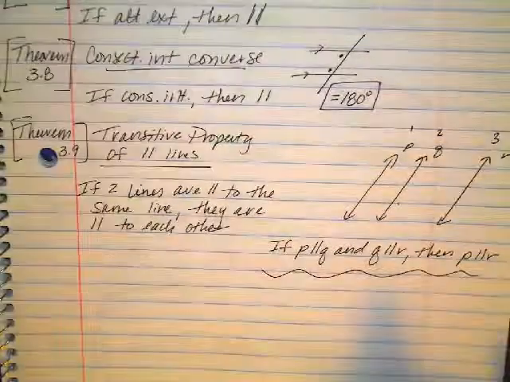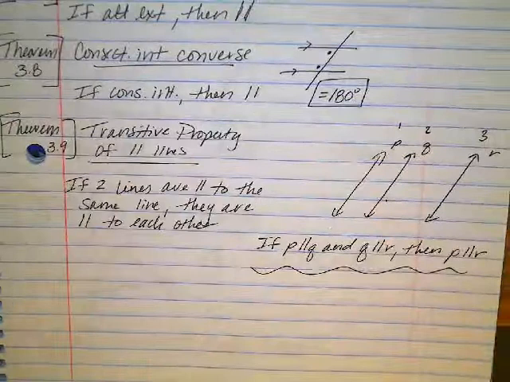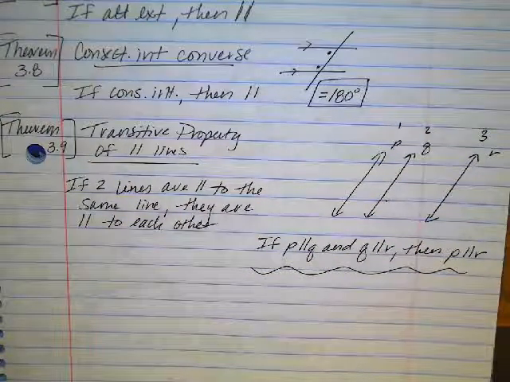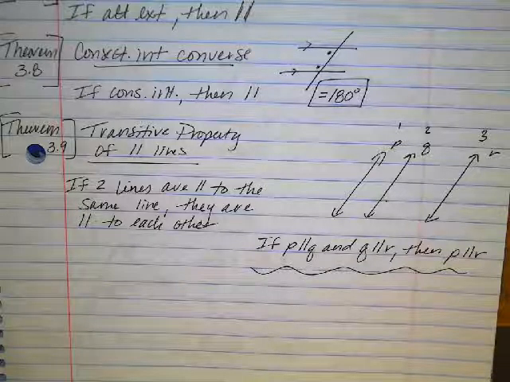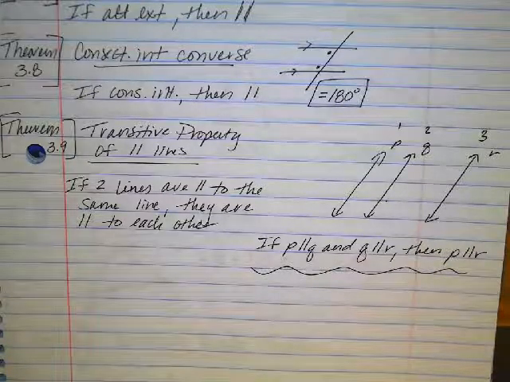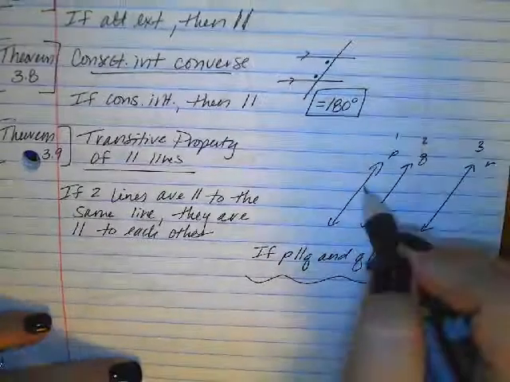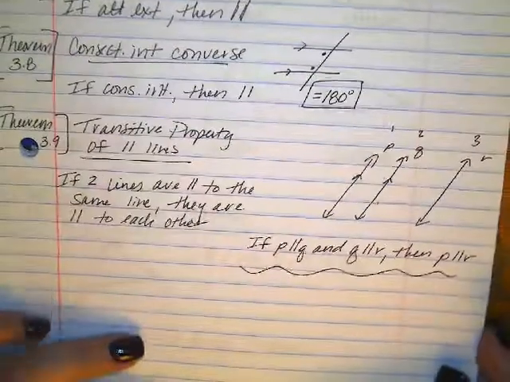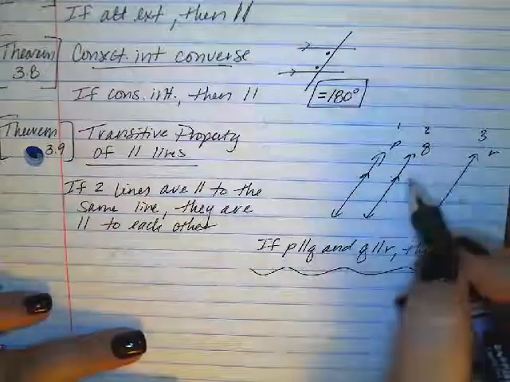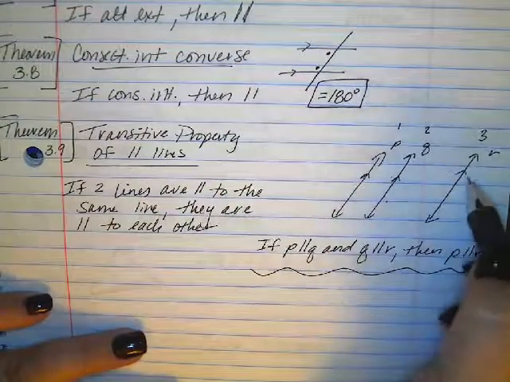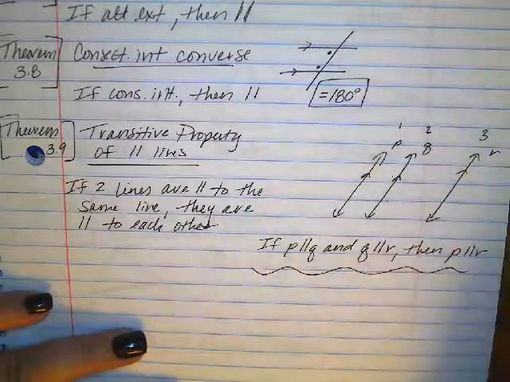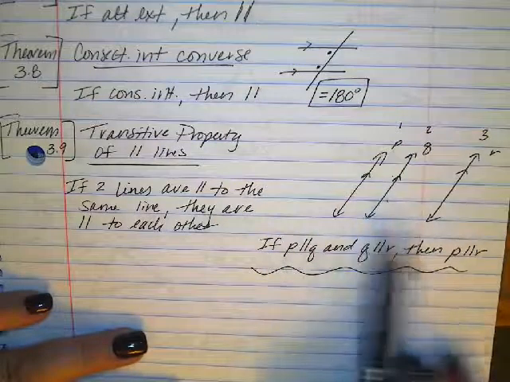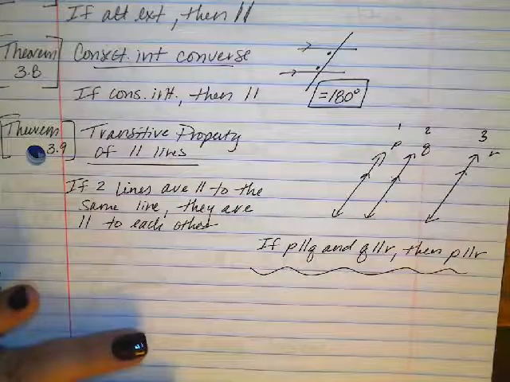And the last piece of this here, I'll try to make this a little bit bigger so you can see, is theorem 3.9, and it's talking about the transitive property of parallel lines. And it says that if two lines are parallel to the same line, then they're all parallel to each other. So for instance, if 1 and 2 are parallel to each other, and then 2 and 3 are parallel to each other, well then I know that 1 and 3 would also be parallel, that they would all be parallel. If I can say that these two are and these two are, then they're all going to be parallel to each other.